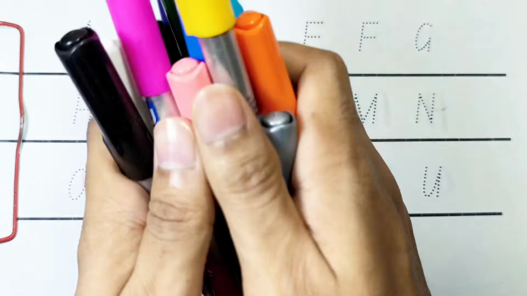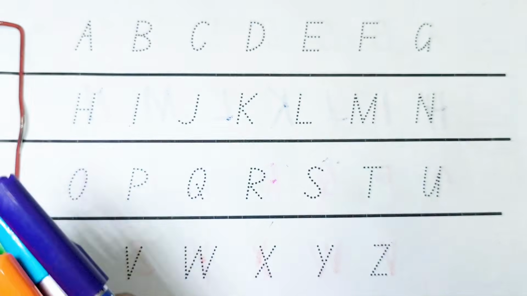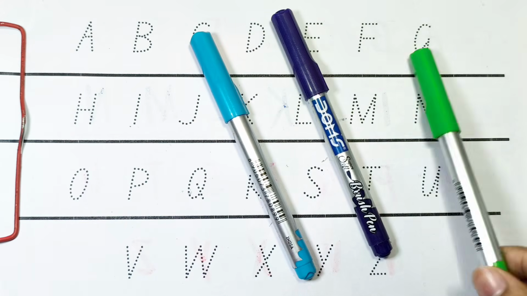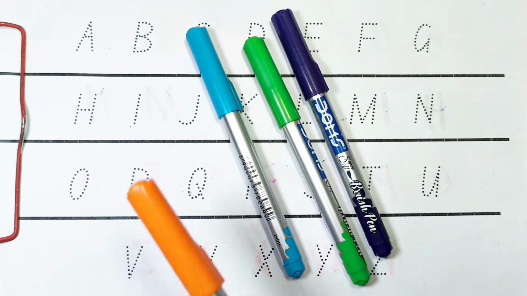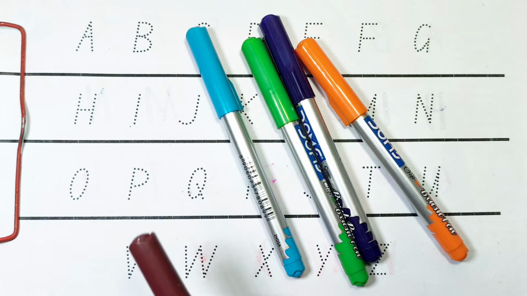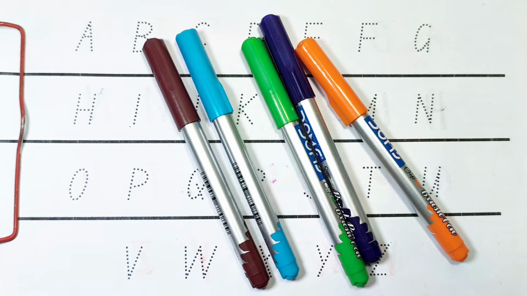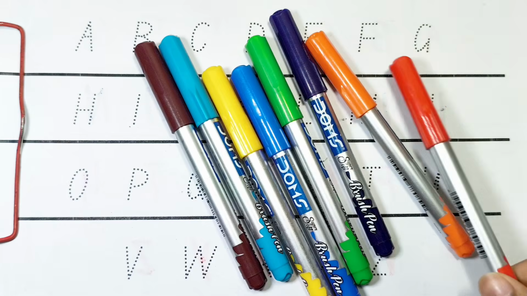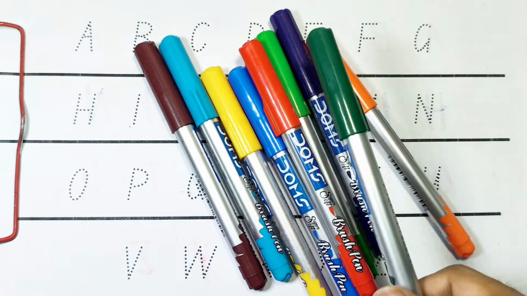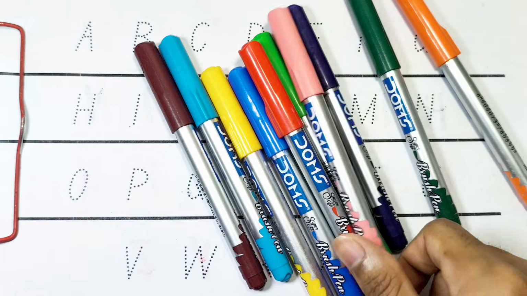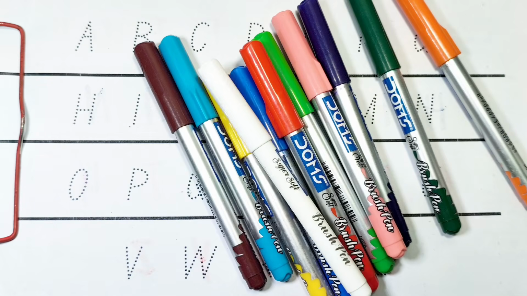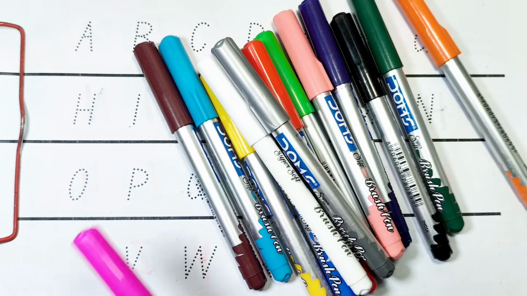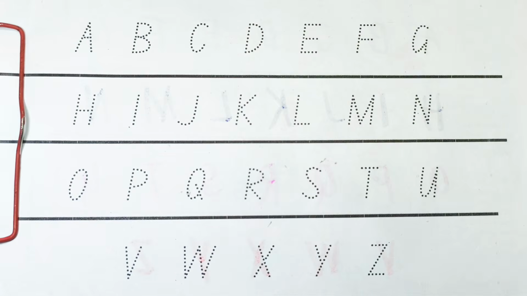First we're opening colors. Stay with us. Purple color, sky blue color, light green color. The next one is orange color, brown color, yellow color, blue color, red color, light green color, light pink color, white color. The next one is silver color, black color, dark pink color.